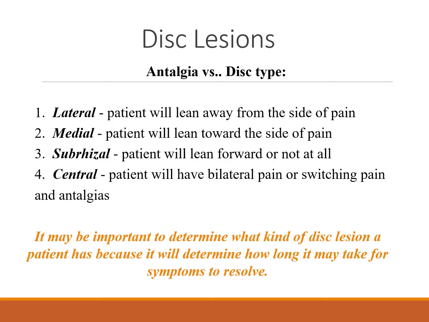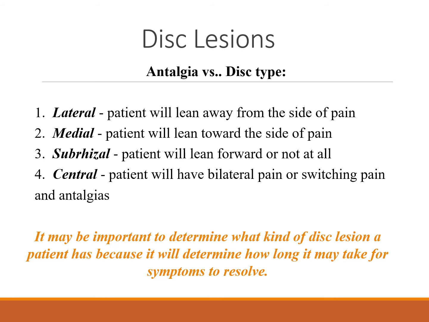Okay, here it is again, describing the type of disc lesion and how the patient will lean according to that, what their antalgia will be. We already discussed the lateral disc lesion and the medial disc lesion. Subarachnoid disc lesion is typically described as a lesion or a disc protrusion that goes directly at the nerve. Okay, and that patient may lean forward or not at all because it's very unusual. One, it's an unusual situation, and two, the body doesn't know which way to go, so it may not do anything at all.